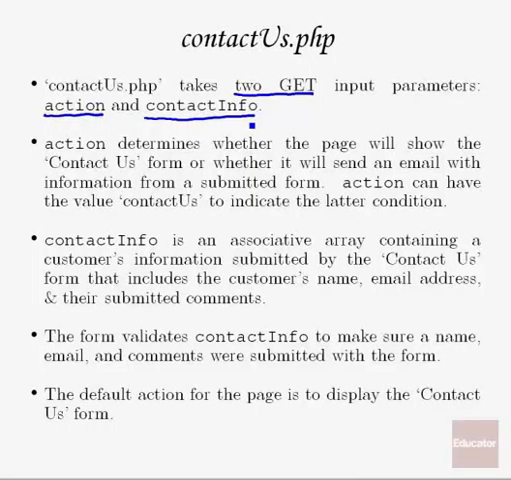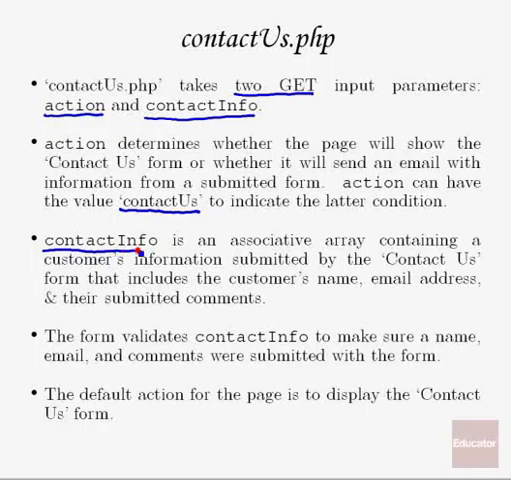What we're going to do is use the value contact us. We're going to set the value action equal to contact us when we actually want it to process the email. So when a user submits the form, we're actually going to submit a hidden input field as well that's called action, set to the value contact us, so that when the page reloads, instead of outputting the form, it's going to know it's supposed to go ahead and try to send the email.